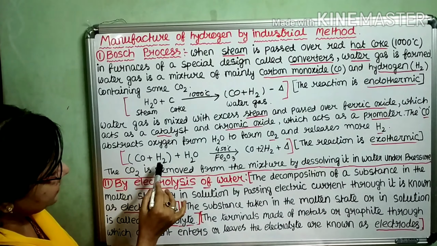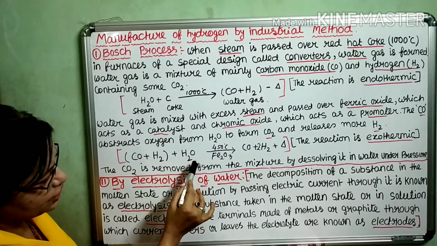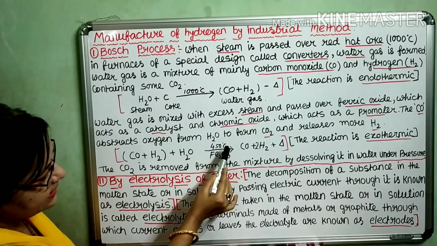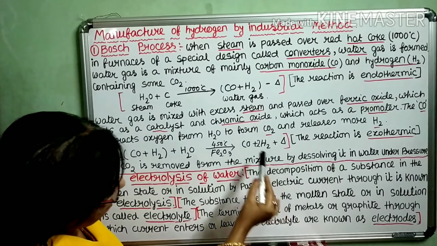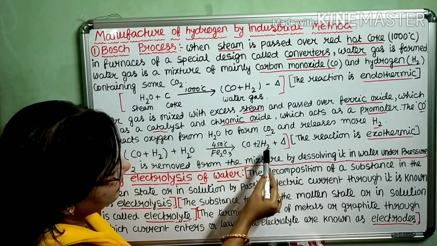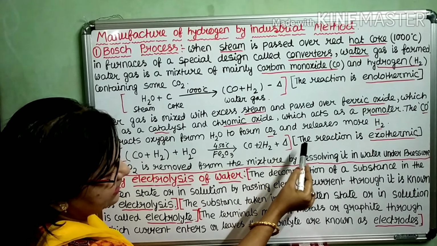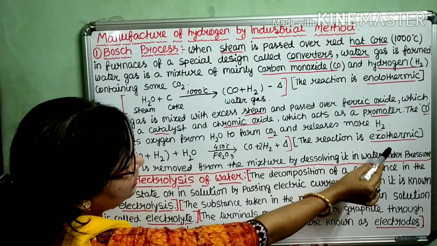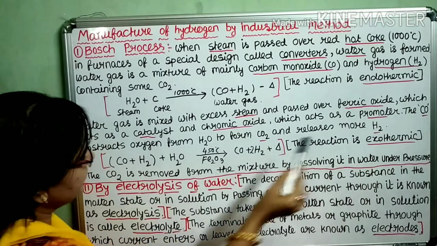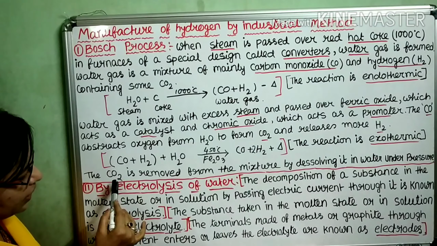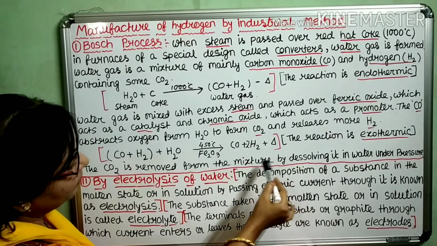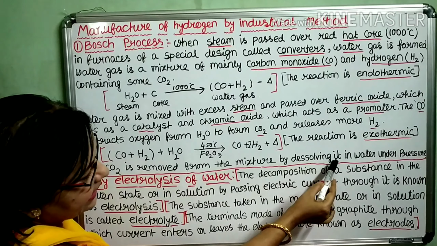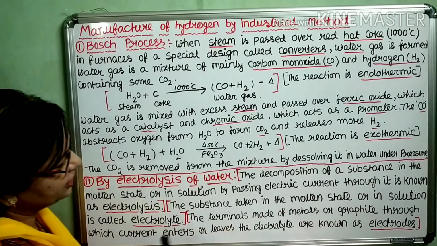Now, CO plus H2 (water gas) plus H2O at 450 degrees centigrade with ferric oxide gives carbon dioxide plus H2 plus heat. The reaction is exothermic, meaning heat is released. The carbon dioxide is removed from the mixture by dissolving it in water under pressure.